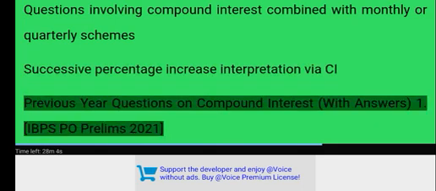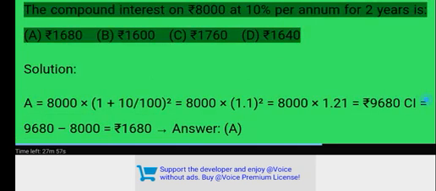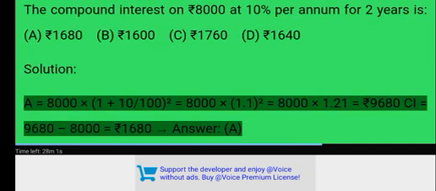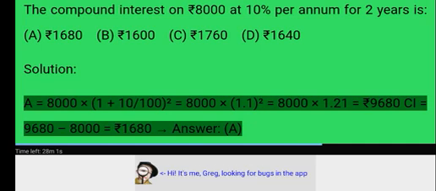Previous year questions on compound interest with answers. 1. IBPS PO Prelims 2021. The compound interest on 8,000 rupees at 10% per annum for 2 years is: A. 1,680 rupees, B. 1,600 rupees, C. 1,760 rupees, D. 1,640 rupees. Solution. A equals 8,000 times (1 plus 10/100) squared equals 8,000 times 1.1 squared equals 8,000 times 1.21 equals 9,680 rupees. CI equals 9,680 minus 8,000 equals 1,680 rupees. Answer A.